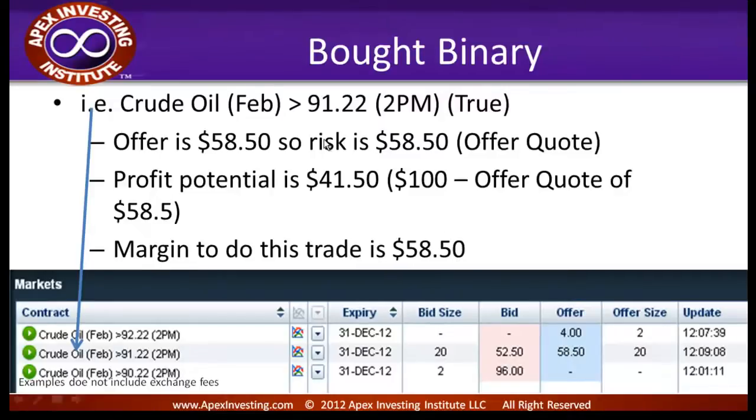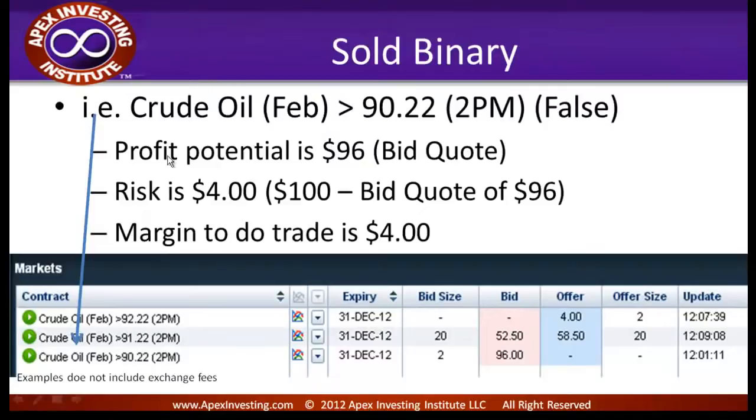Now, if we were to sell a binary, we went in and we decided we were going to sell this $90.22 strike binary, then we're saying that the crude oil futures contract for February will not be greater than $90.22. So we're saying it will be less than or equal to $90.22 at 2 p.m. is what the crude oil February futures contract will be priced at. The profit potential on this trade is our bid quote. So again, when you're buying, the offer shows you the risk. When you're selling, the bid shows you the profit potential. So the profit potential is $96.